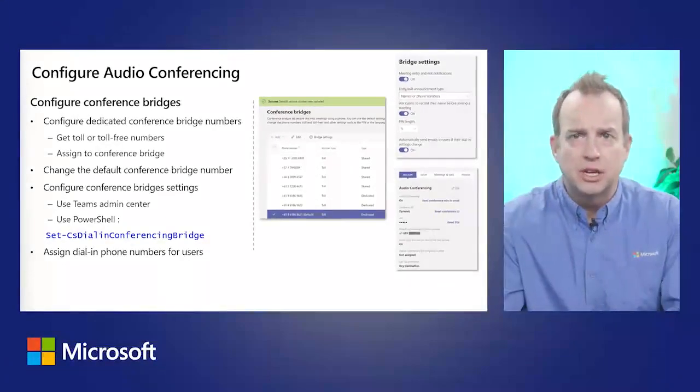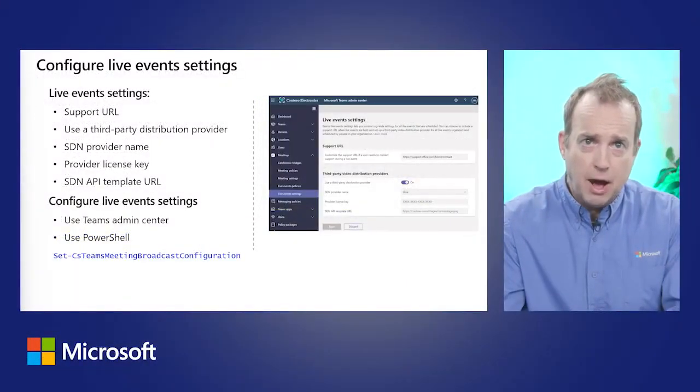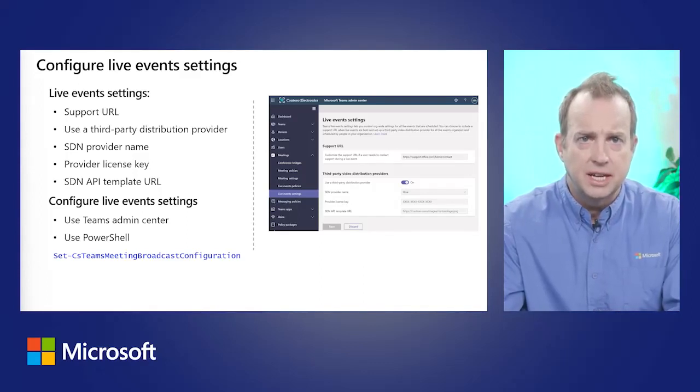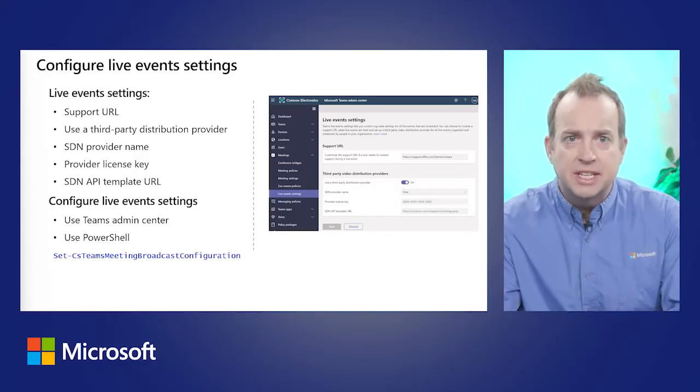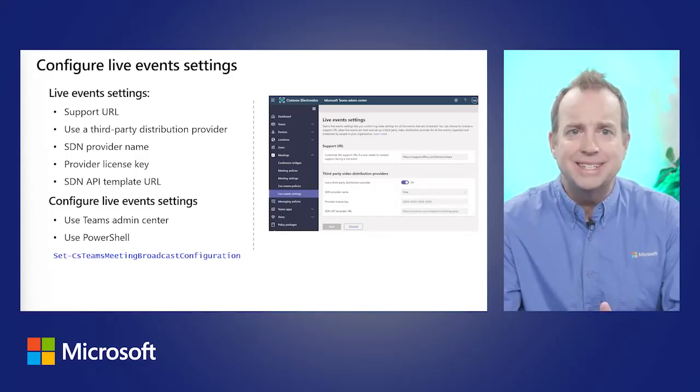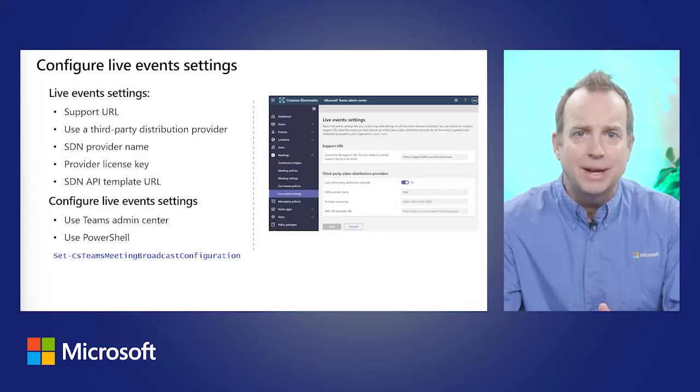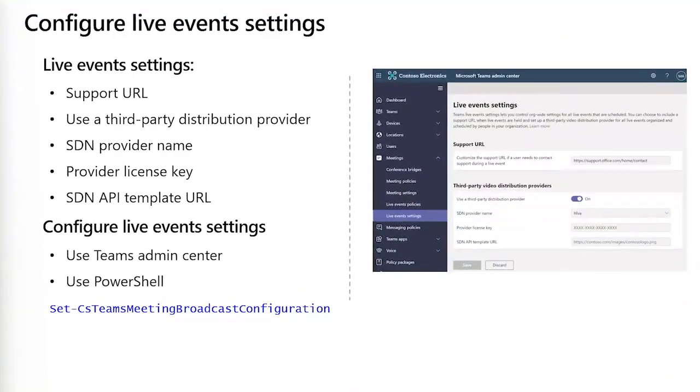For live events, you can configure a support URL, optionally use a third-party distribution provider, in which case you'll need a license key. And we can configure live event settings, you guessed it, from the Teams Admin Center and PowerShell using the commandlet Set-CsTeamsMeetingBroadcastConfiguration. If we're using a third-party video distribution provider, we provide the name, a license key, and the API template URL for that provider.